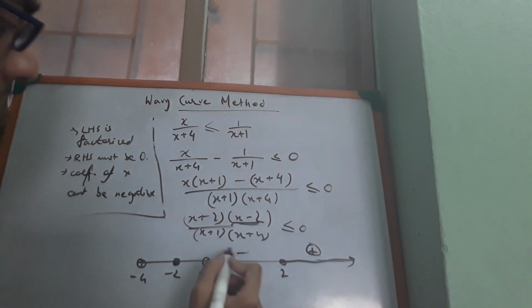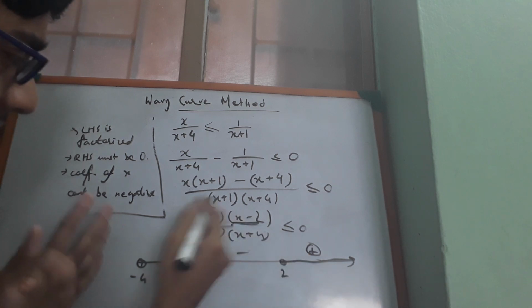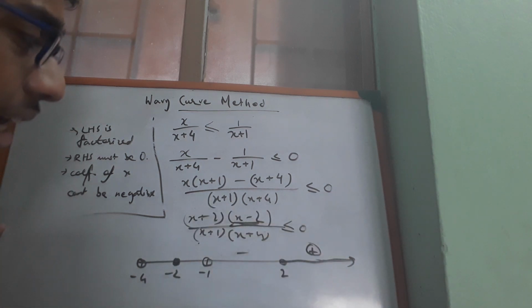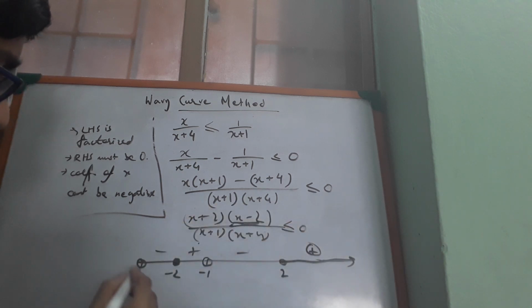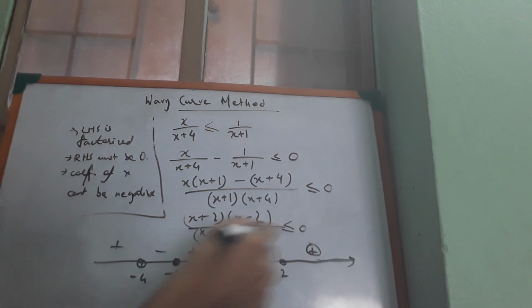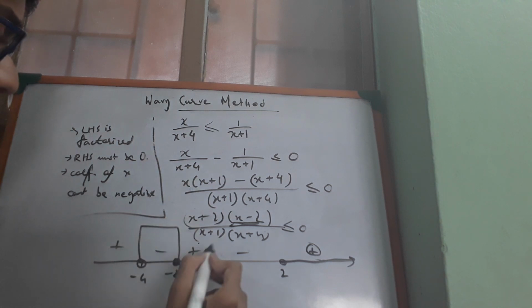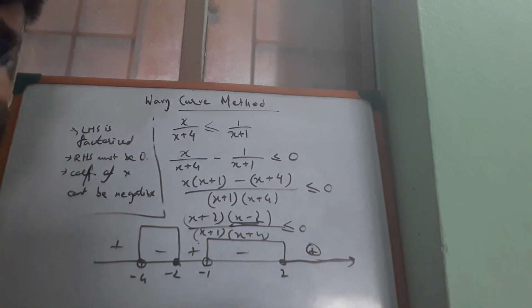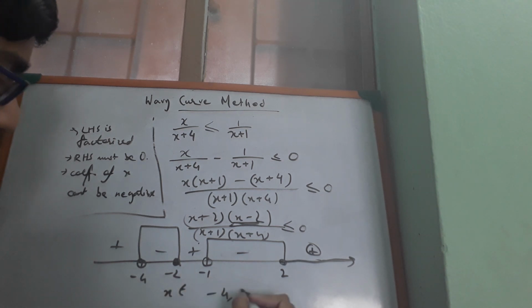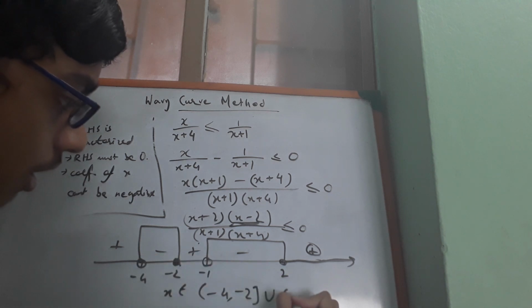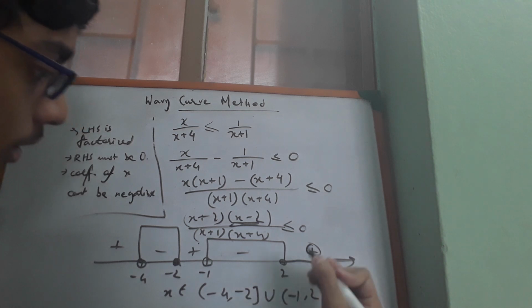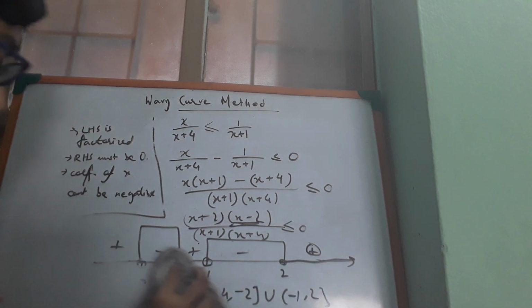Then consider this minus 1. It has come from this bracket. In this case all the powers are 1, right? So they are all odd, so again there will be a sign change. Again there will be a sign change. Plus, minus, and here again this will be plus. We need all values less than or equal to 0, so we should include this minus here and this minus here, right? All the plus parts should not be included. So the answer will be x belongs to (minus 4, minus 2], minus 4 open, not to be included, minus 2 included, union (minus 1, 2], minus 1 not included, till 2 included. As simple as that.